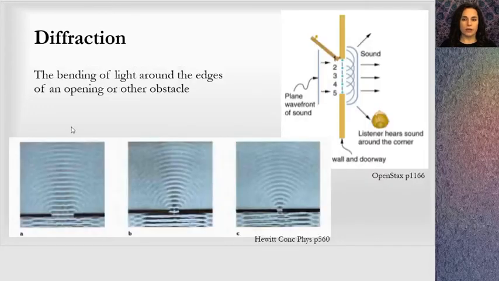So what do I mean by that? This is an occurrence we call diffraction, the bending of light around edges of an opening or other obstacle. And so I have real water waves down here. This is a picture of a real water wave.